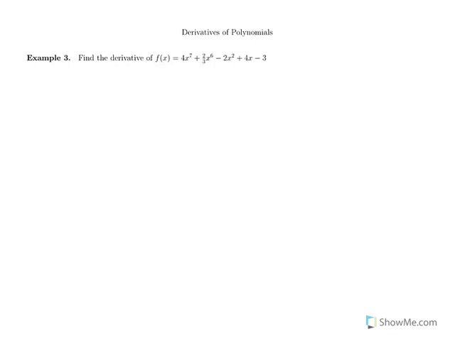Find the derivative of 4x to the 7th plus 2/3 x to the 6th minus 2x squared plus 4x minus 3. So in order to do this, I'm going to take the derivative of this function, and I'm going to do this slowly so we can see how this is going to work. But note that when you're doing this on your own, you might be able to do it quicker than I'm doing.